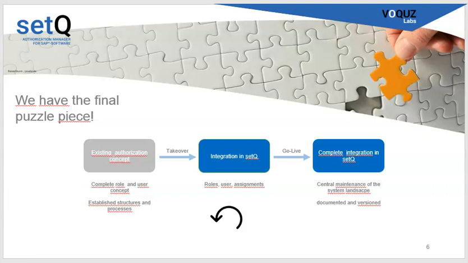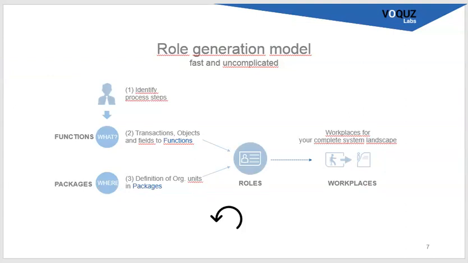Let's take a deeper look into how this works. So, the role generation model is both fast and uncomplicated using setQ. Some of the detailed steps for option 2 are as follows. setQ Role Manager has 2 fundamental components, functions and packages. What are functions? The functions deal with the what, the transactions and objects that users need to execute to perform their work. The packages are the where, in this case the specific organizational units that users are allowed to access to perform their work. It is the combination of these 2 elements that creates the roles in the relevant workplaces.